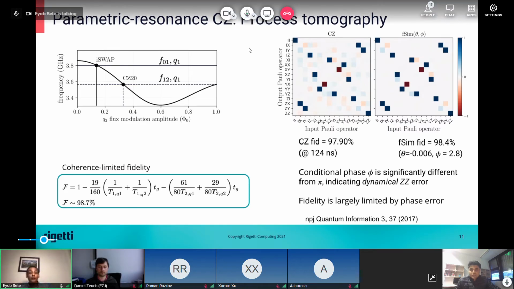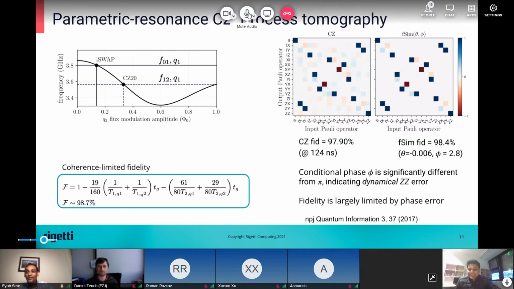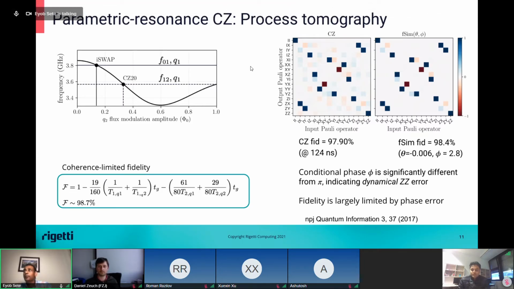So even Will Oliver has. No worries, no worries. Yeah, so it's a nice idea. This optimal control can reduce this ZZ error. There are some other methods like dynamic decoupling, which reduces or eliminates ZZ error.